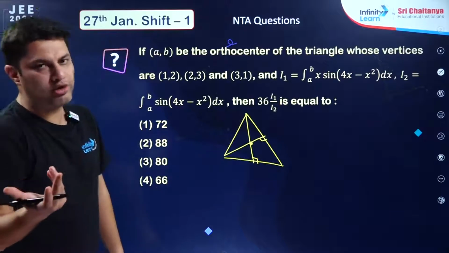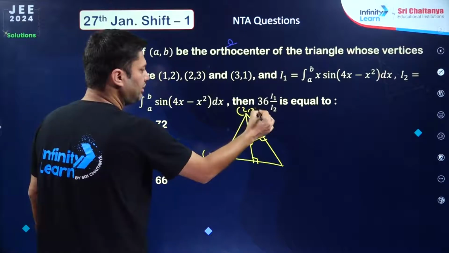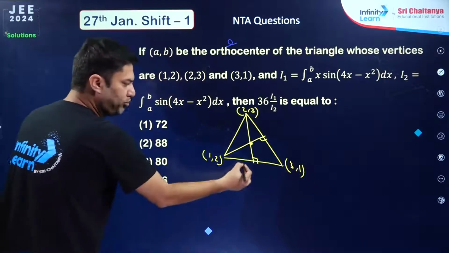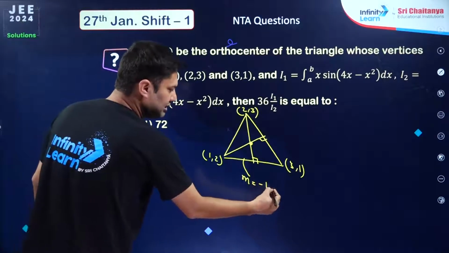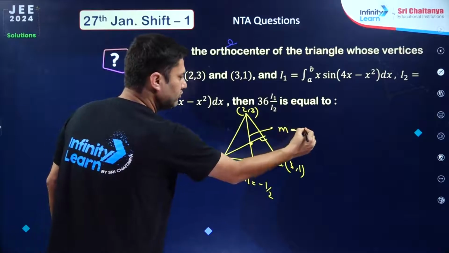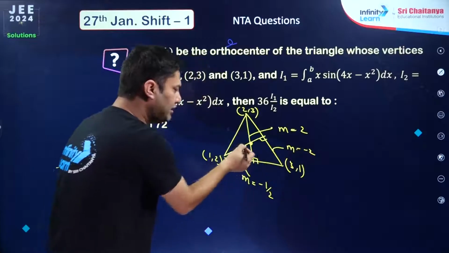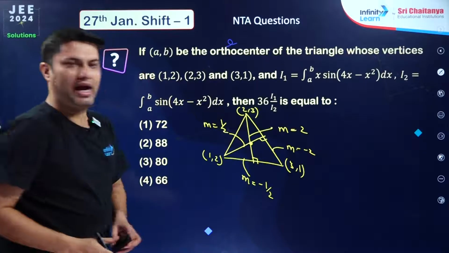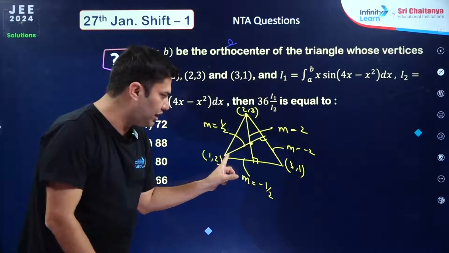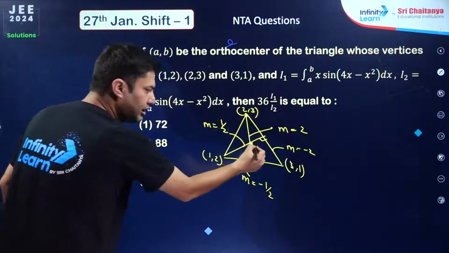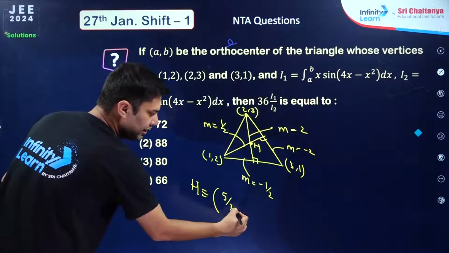And to find the equation of the altitude is really simple because if this point is, let's say, 1, 2, this point is 2, 3, and this is 3, 1. So the slope of this line is (2 minus 1) upon minus 2, so minus half. The slope of the altitude to this line will be 2. And the slope of this line is 2 upon minus 2, so the slope of the altitude will be half. So write the equation of the altitudes passing through this point having slope 2 and passing through this point having slope half, and you will get the orthocenter. If you solve this, it will come out to be 5 by 3 and 7 by 3.